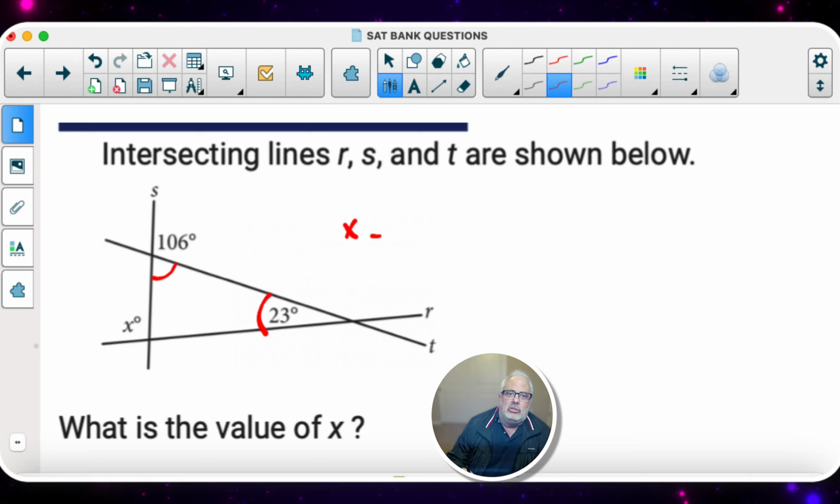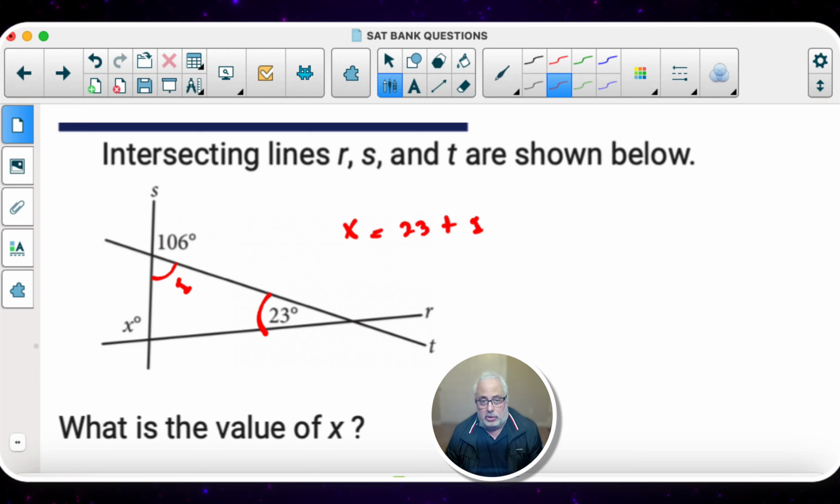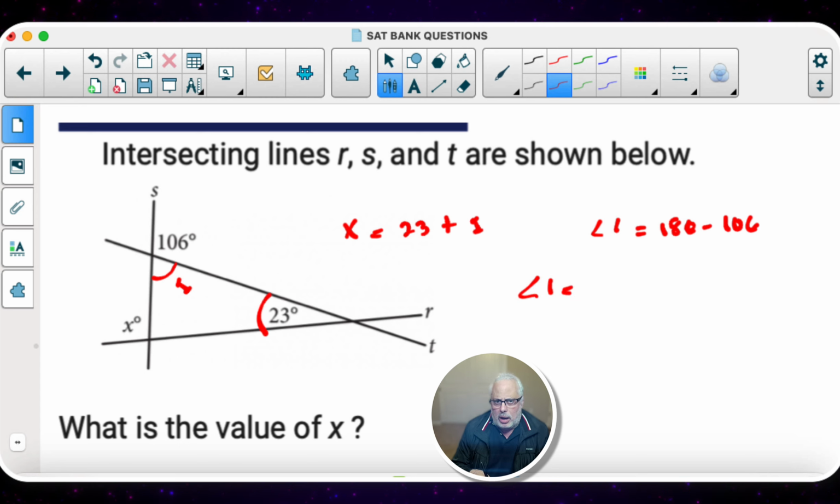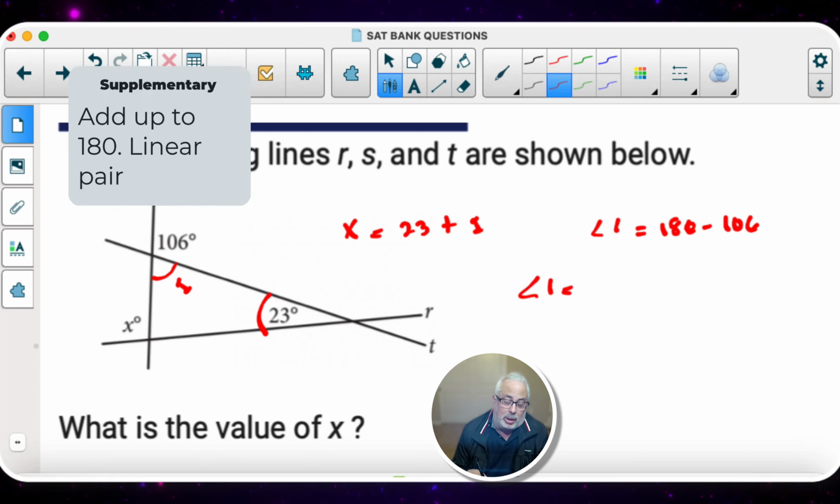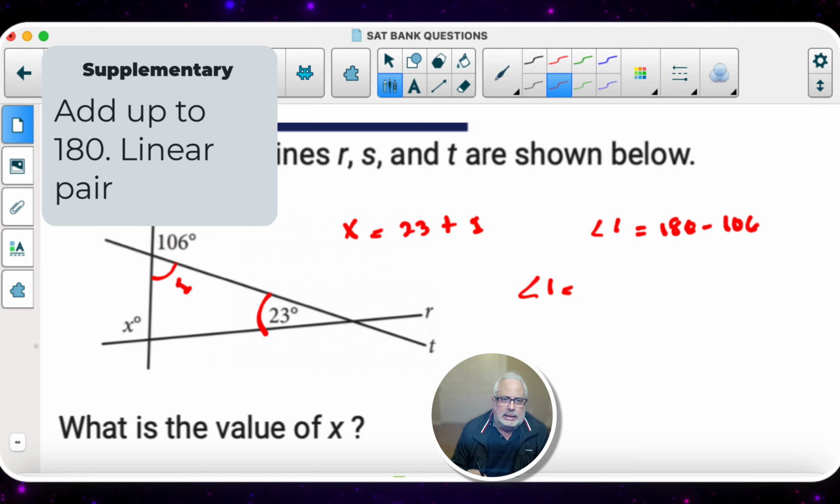So I know that X is equal to 23 plus this angle here, let's say angle 1, by definition of exterior angle. But I can find the angle 1. The angle 1 is no more than 180 minus 106, because the angle 1 and the angle 106 are supplementary, they add up to 180. They are a linear pair, so it's very simple here to get the answer for angle 1.